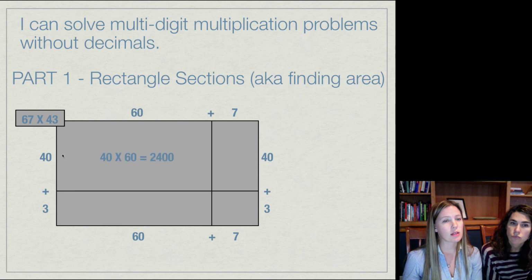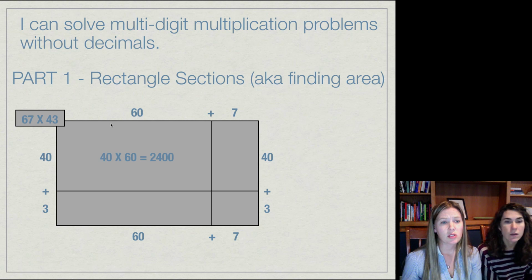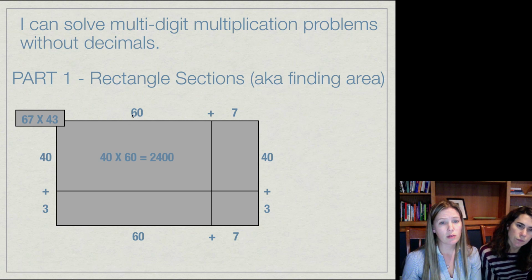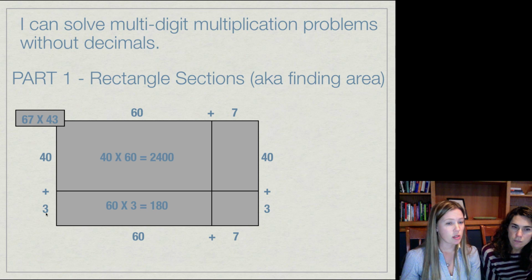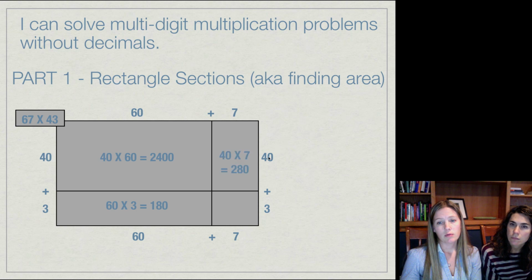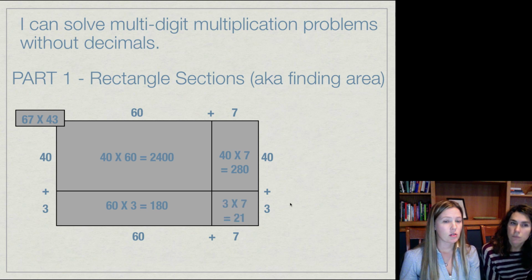In this case, my length times width, 40 times 60, and you already know how to do these from learning goal 1, I think it was. So 6 times 4 is 24, and I've got 2 zeros, so I add my 2 zeros. Then you go around each rectangle and do the same thing. 60 times 3, so 6 times 3 is 18, and then I add my 0 in. 40 times 7, 4 times 7 is 28, and I just add my 0 in again, and then 7 times 3 is 21.